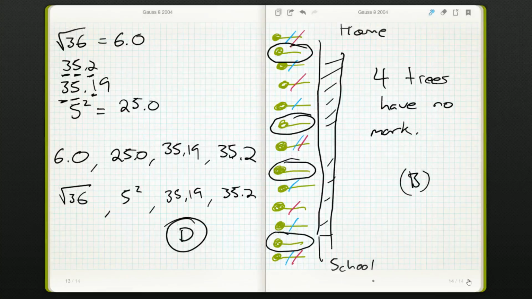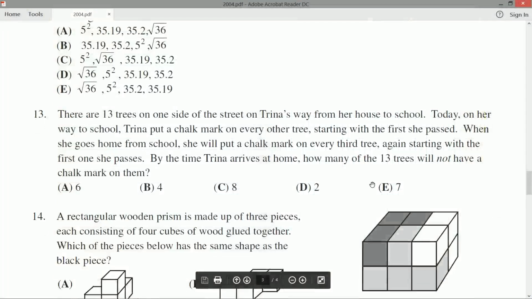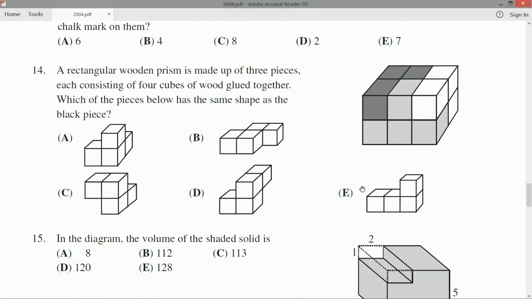Okie dokie. So let's turn the page in anticipation of our next question, which will be question number 14. And we'll take a look at that in the next video.